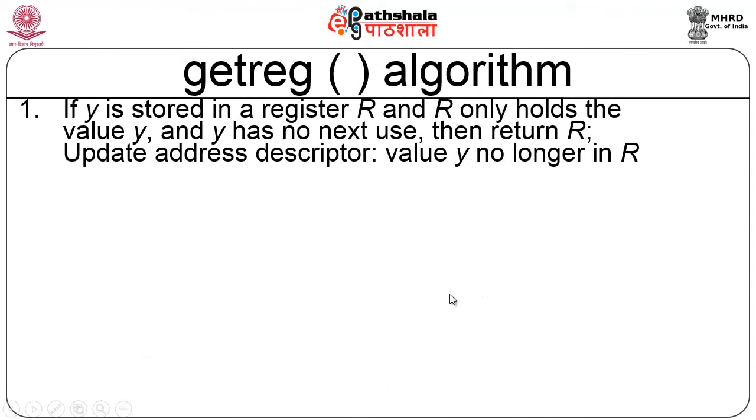Now the get register algorithm has basically 4 possibilities. If Y is already stored in a register R, and R only holds the value of Y, and Y has no next use, then return R. Now this is a very important point here: if R only holds the value of Y.